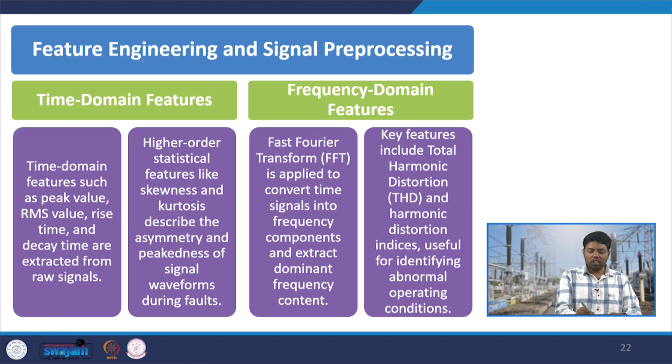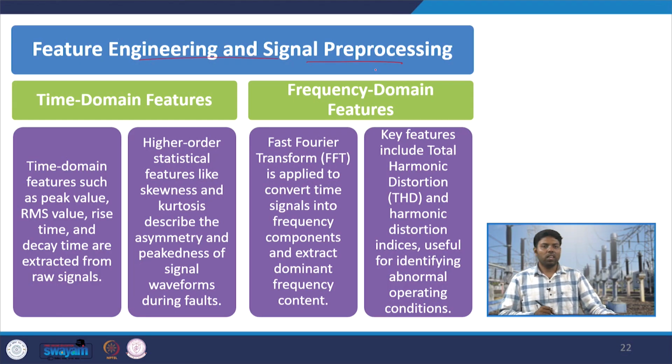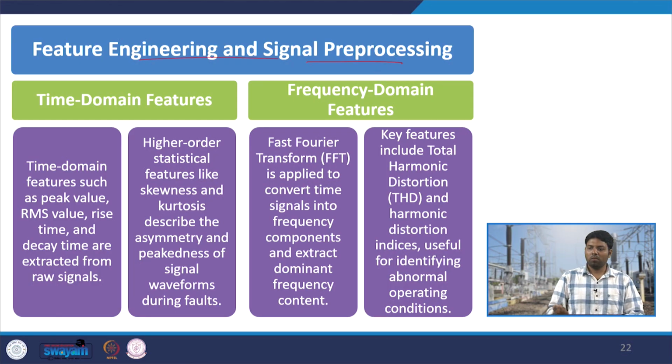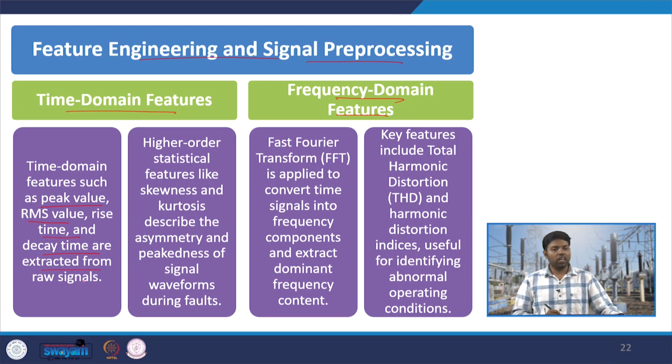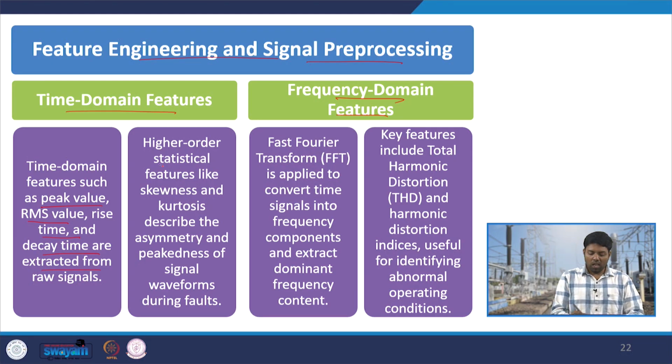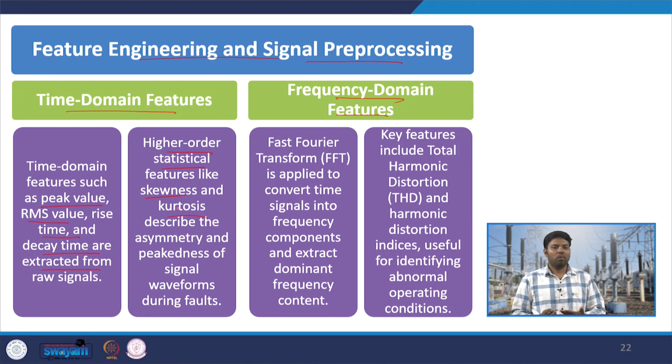So, what are the features normally we use? That is with the signal processing tools. You can use the time domain features or you can use the frequency domain features. In the time domain features, normally we take the peak value, RMS value, rise time, decay time, from the extracted raw signals. Or you can use higher order statistical features like skewness, kurtosis, or any kind of other statistical features you can extract from a signal.